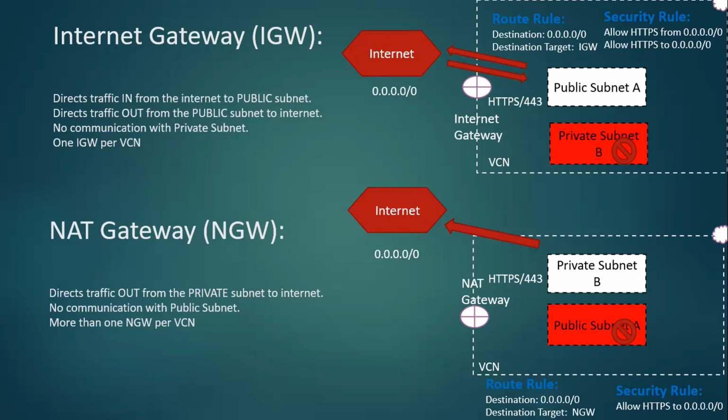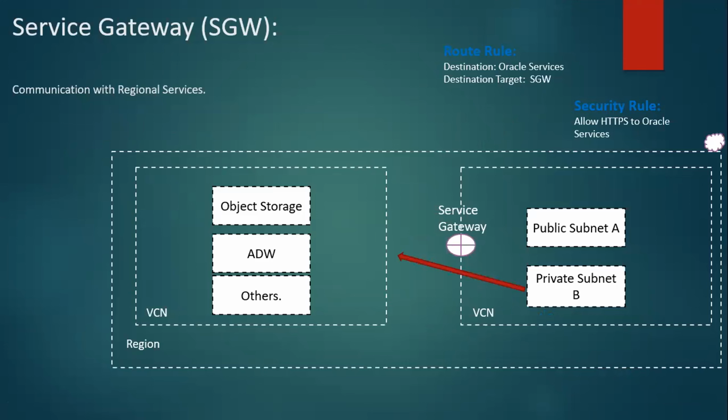Now the next type of gateway is service gateway. There are certain regional services that Oracle offers, like your object storage, ADW, and others. Now how will your subnets communicate with these regional services, which are not bound by a particular VCN? To communicate with these kinds of services, you have to first configure a service gateway, and you have to define a certain security rule and a route rule so that your private subnet can communicate with these regional services using a service gateway. So in a nutshell, service gateway is something that allows communication of your subnets with the services that are classified as regional services, like object storage, ADW, and other regional services also.